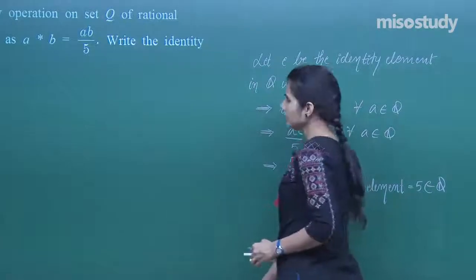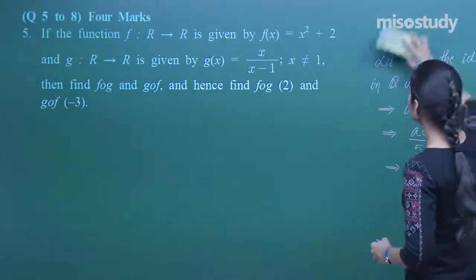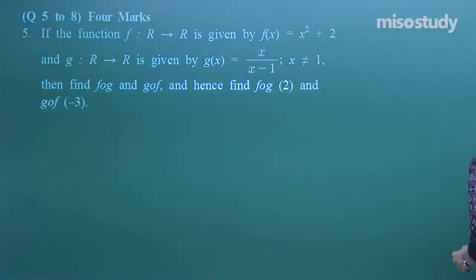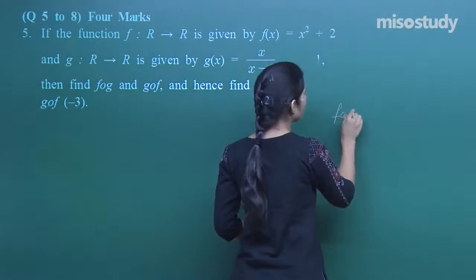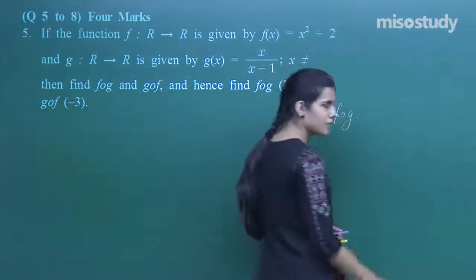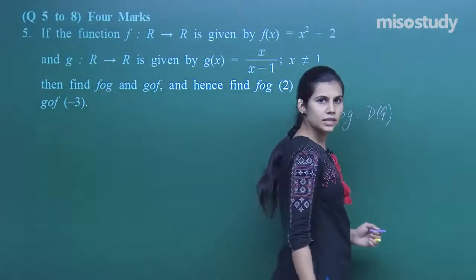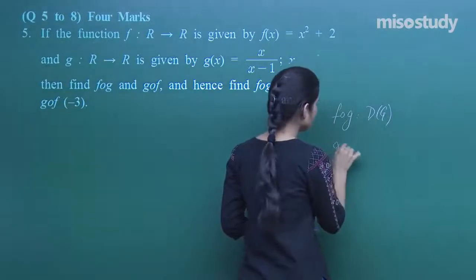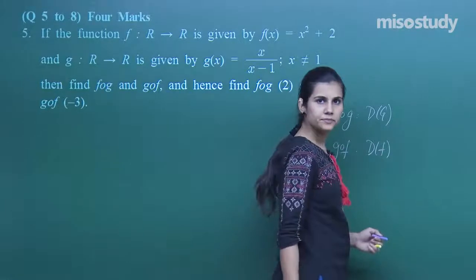Clear? Next we have, if the functions given by f(x) equals x square plus 2 and g(x) equals x upon x minus 1, then find FOG and GOF and hence find FOG of 2 and GOF of minus 3. Whenever I am talking about FOG, this is defined from the domain of G, isn't it? FOG is defined from domain of G and GOF is defined from domain of F, right?